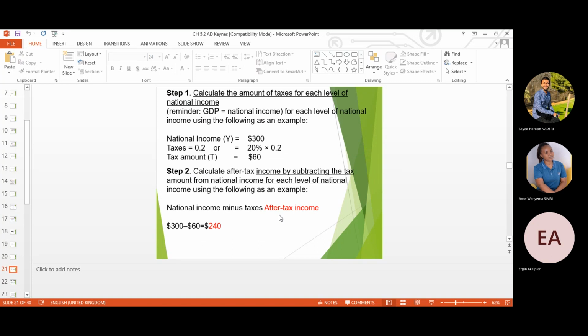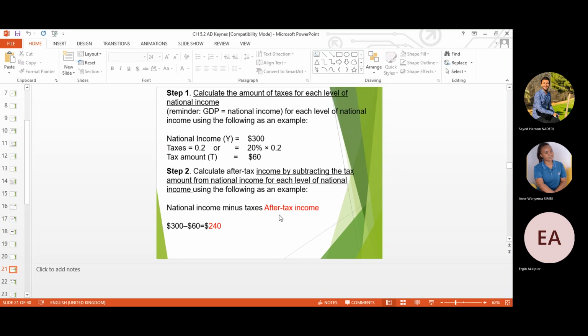Let's go through. Step 1, calculate the amount of the taxes for each level of national income. Remember GDP is equal to national income. Using the following as an example, the national income is 300. The tax rate is 0.2, which is 20%, multiplied with it, and the tax amount is $60.